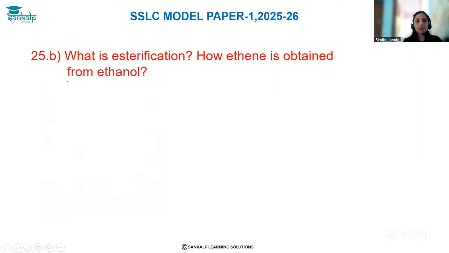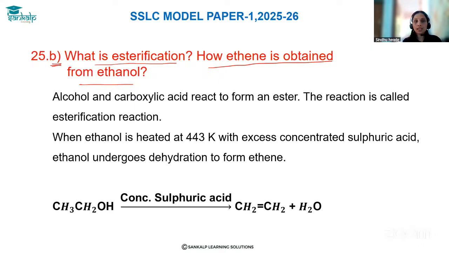We'll see 25th B. What is esterification? How is ethene obtained from ethanol? You have to write the definition of esterification first. Alcohol and carboxylic acid react to form an ester. The reaction is called an esterification reaction. Alcohol has the functional group OH and carboxylic acid has COOH, right?